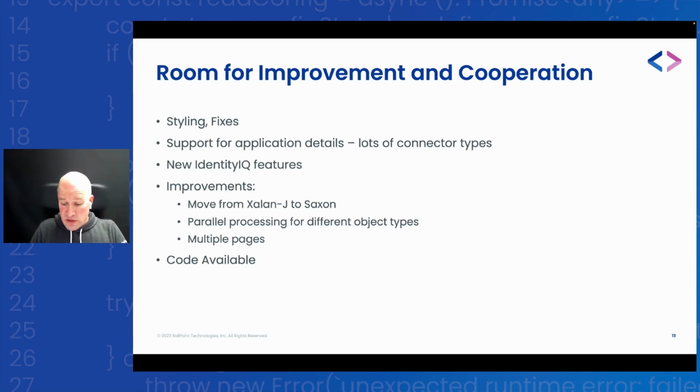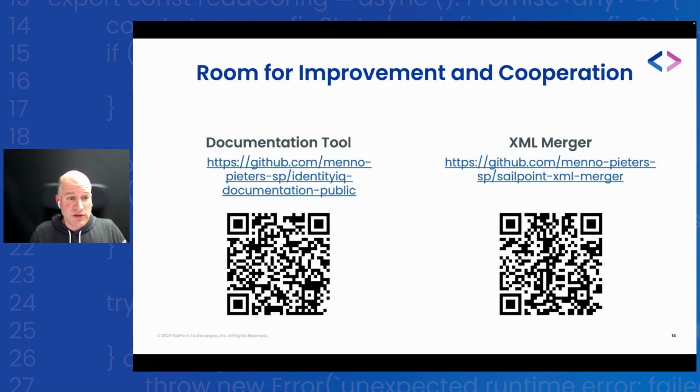The code for this tool is available, and I put it on my SailPoint GitHub repo. If you scan this QR code, that will take you to the page, or you can just use that link if you're quick enough. And there's also the XML merger tool. The XML merger tool can be pointed to a folder, and it will go through all the subfolders and look for SailPoint XML objects, and merge them into a single object that you can feed into the documentation tool.